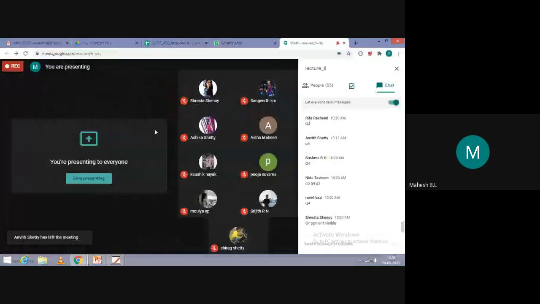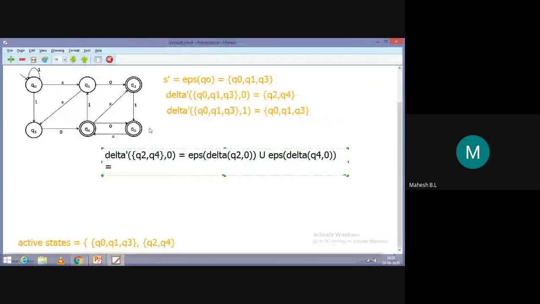So Q5 has to be there. You can reach Q4 using epsilon. That's why Q4 has to be there. From Q4, you can reach Q2. That's why even Q2 has to be there. So epsilon of Q5 is nothing but Q2, Q4, Q5. So this is epsilon of Q5.